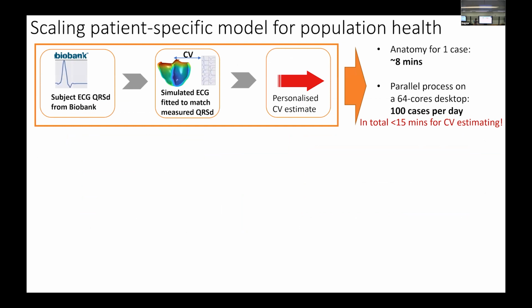And so the challenge we have is that we have anatomy with about 8 minutes. To estimate conduction velocity per case, we're at just under 15 minutes. We have a 64-core machine, which are nice workstation machines, which you don't have to pay for air conditioning if you buy them. We can do 100 patients per day, which is great until you have to do 100,000 patients, and it's going to take you 1,000 days, and 3 years to process the UK Biobank, or 1.5 years if you only do the 50,000 cases I've got so far.